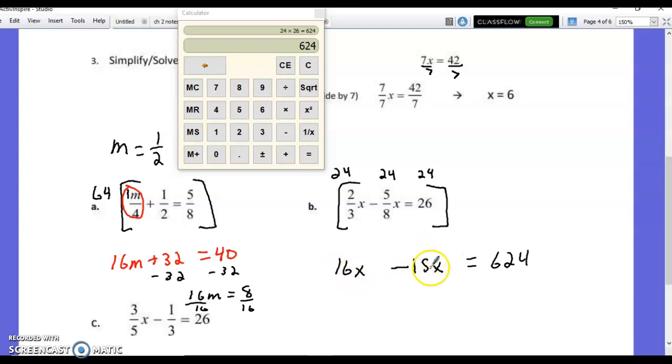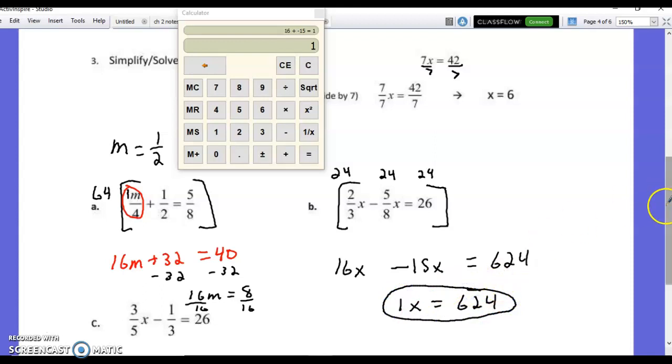Over here, you can see that I have like terms, 16 and a negative 15, so I can add those together. 16 plus a negative 15 gives me positive 1. So I have 1x equals 624. I don't have to divide because my goal is to get x by itself, or the 1x by itself. So this is my final answer.